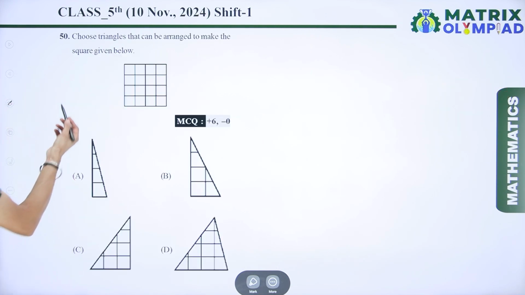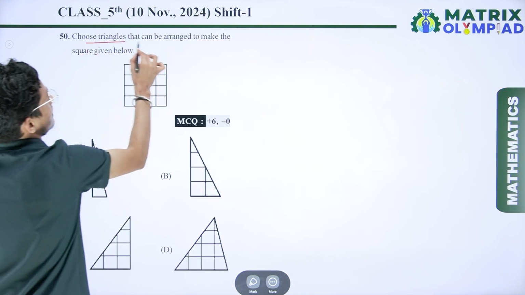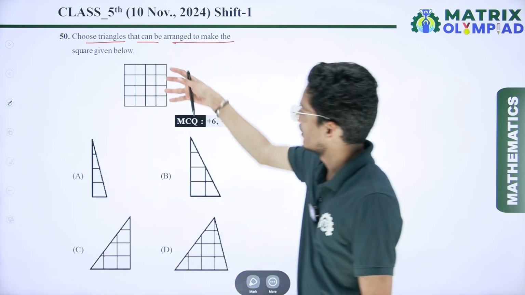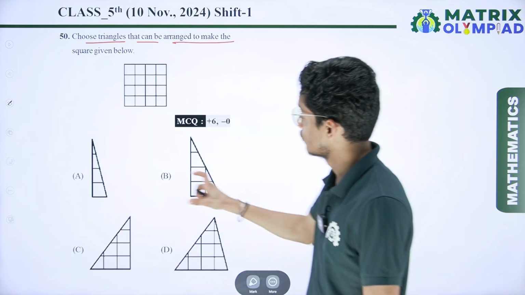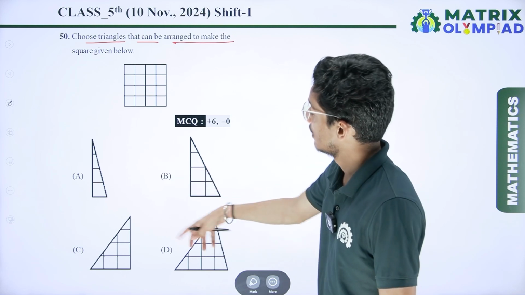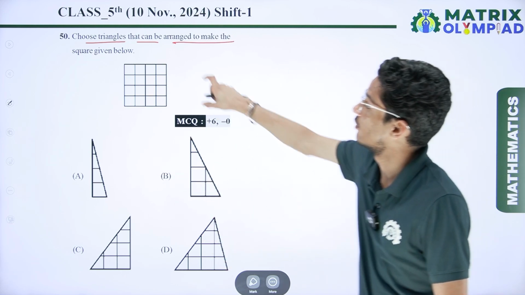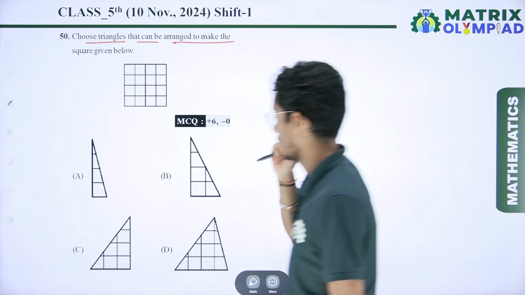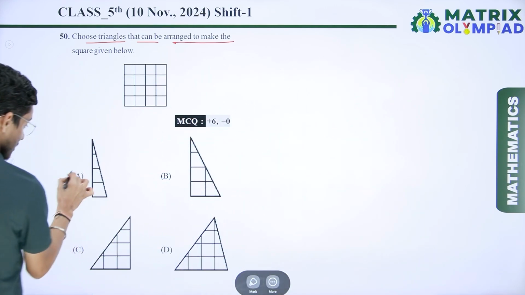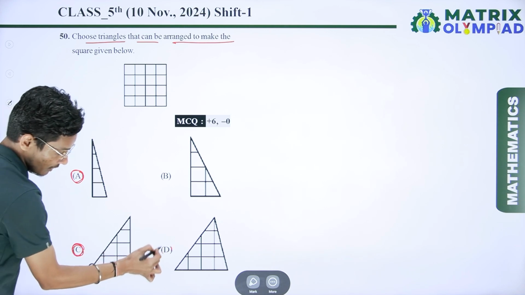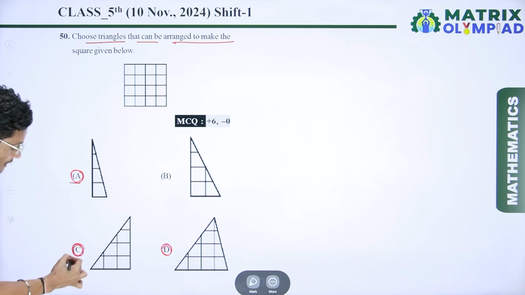Now if I talk about the next question, that is: choose triangles that can be arranged to make the square given below. So here we have been given a square, and we have to choose the triangles such that if we arrange all these triangles, they form a square shape. So if I talk about A, then we can merge A with the help of C and D. So options A, C and D are the correct options.